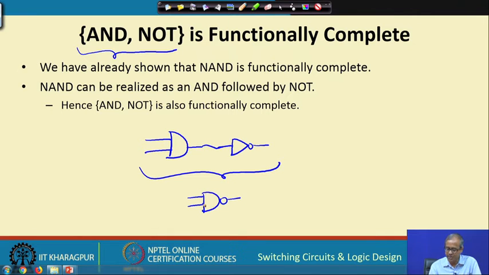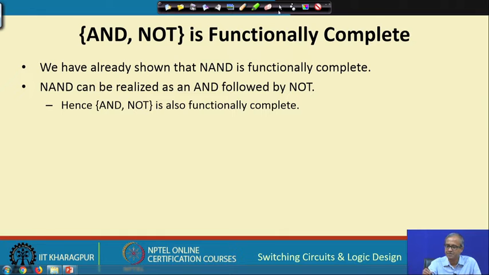Now here we have already proved that NAND gate is functionally complete. Because I can implement a NAND gate using AND and NOT, AND and NOT is also functionally complete. Okay? Simple to say, because we have already proved NAND is functionally complete, and using AND and NOT I can build a NAND. So, the justification is very simple.